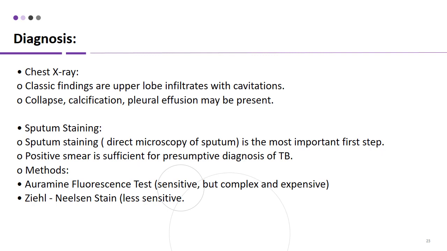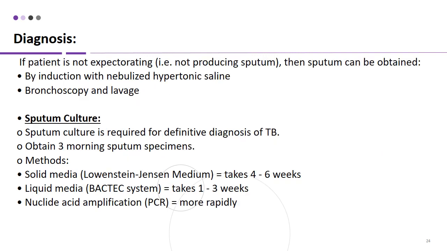Methods can be using two of the following stains, either Auramine fluorescent test or Ziehl-Neelsen stain. Ziehl-Neelsen is less sensitive, but it is used in our area mostly. If the patient is not expectorating sputum, then the sputum can be obtained by using bronchoscopy and lavage, or by induction with nebulized hypertonic saline.